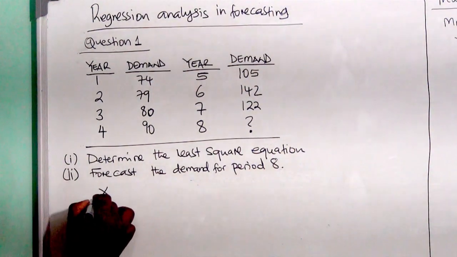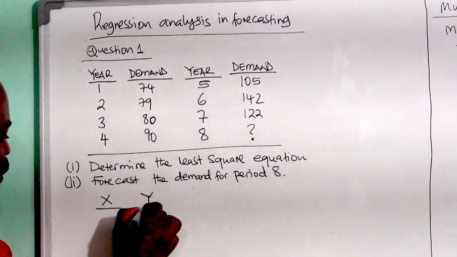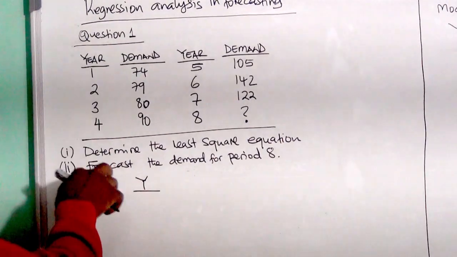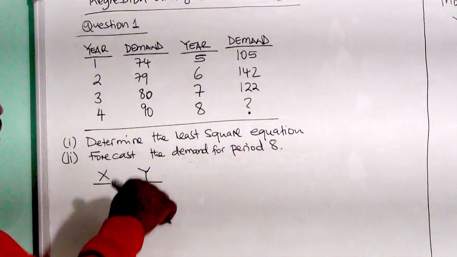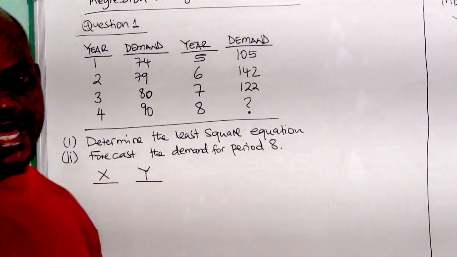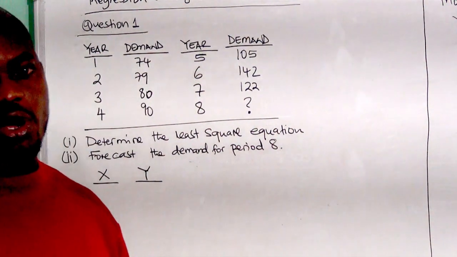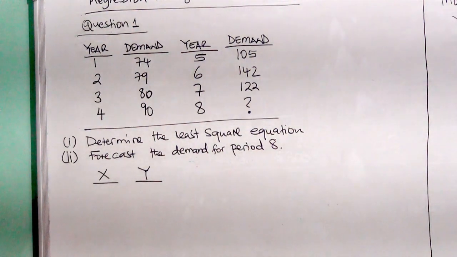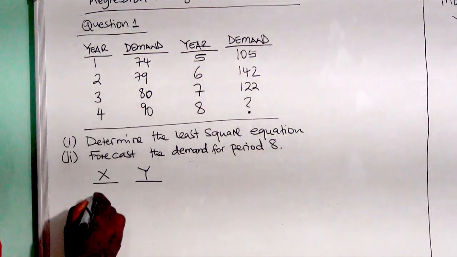We have the x variable and the y variable. We'll take the period, which is the year, as the x variable, and the demand as the y variable. The x variable is said to be the independent variable, and the y variable is said to be the dependent variable.